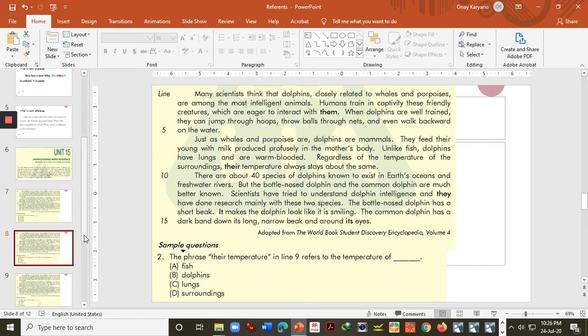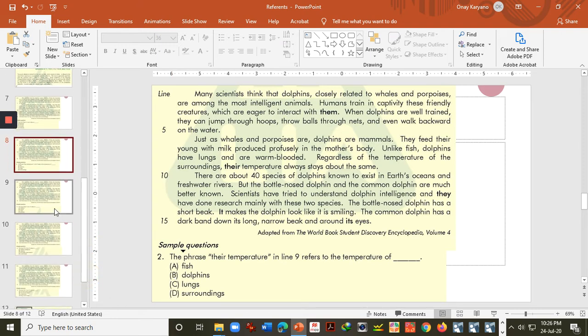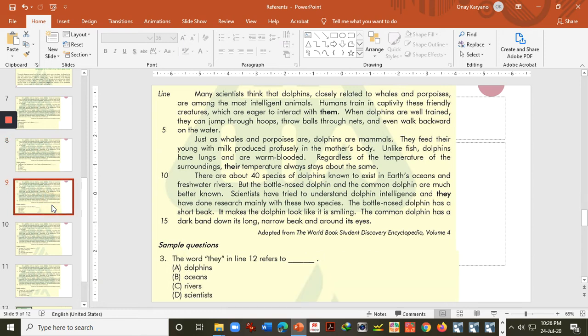Okay, now let's see. How about number 3 here? Bagaimana nomor 3 ini? The word they in line 12. Coba kita lihat dulu, right? Ini ada 10, 11, 12. They di sini. Oke, coba kita baca. Scientists have tried to understand dolphin intelligence and they have done research mainly with these two species.